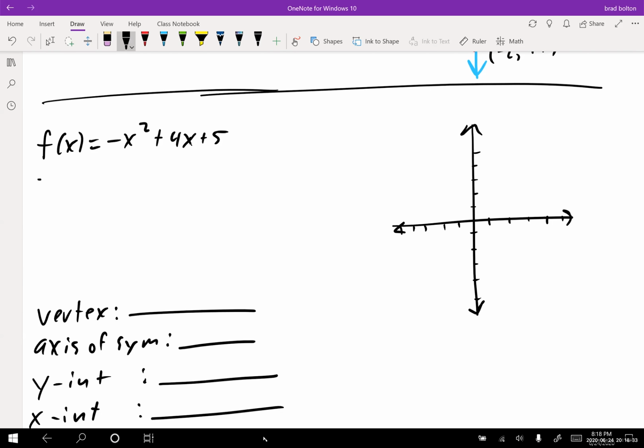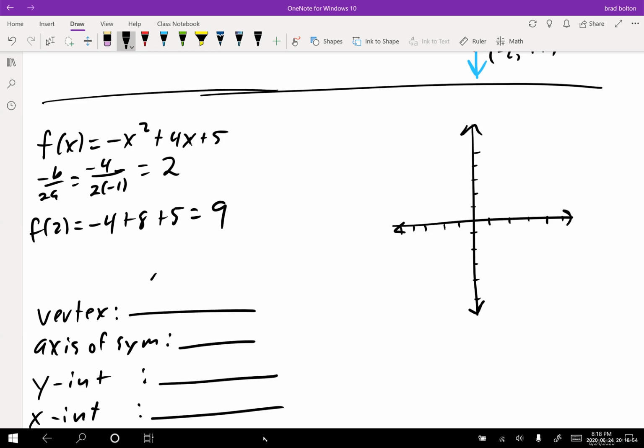So first thing we need to do is -b over 2a. So this would be -4 over 2 times a, which is -2. So we should get -4 over -2, which is 2. Then I'm going to do f of 2, and that would be -4 plus 8 plus 5, and that would be 9. So then our vertex is 2, 9, right?